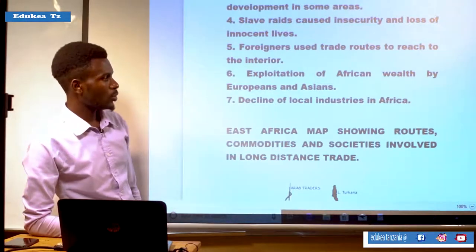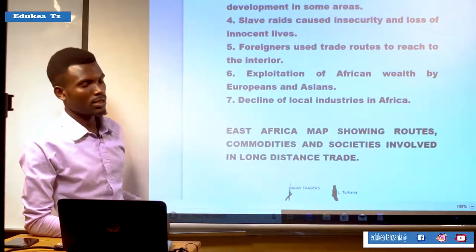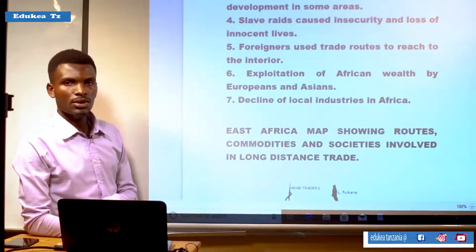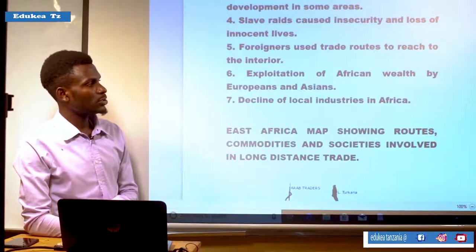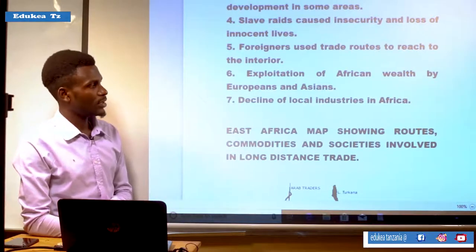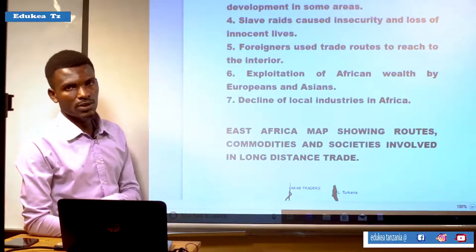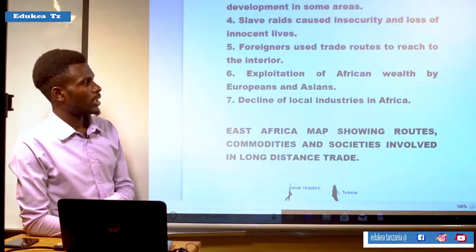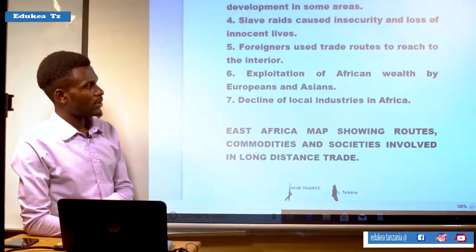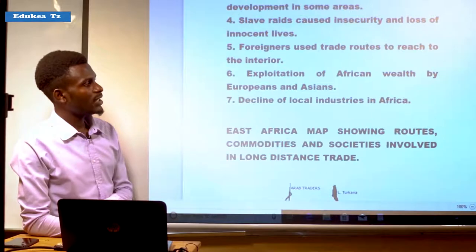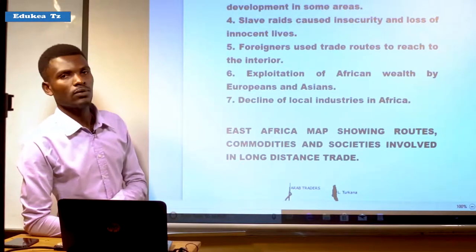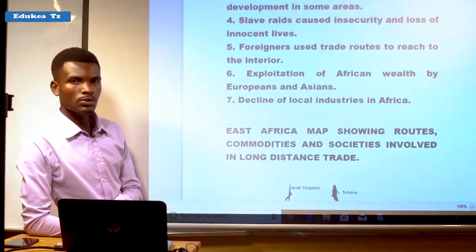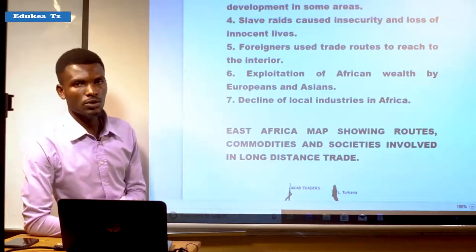And the last one was the decline of local industries in Africa, as the Europeans and Asians discouraged the development of industries in Africa. And that's why those who tried to participate or involve themselves had their hands chopped off and others were killed. But they made mass importation of manufactured goods in order to kill the local industries in Africa. And all those were the result of regional trade.